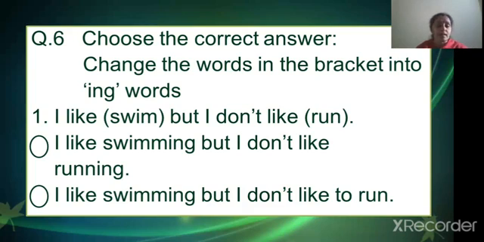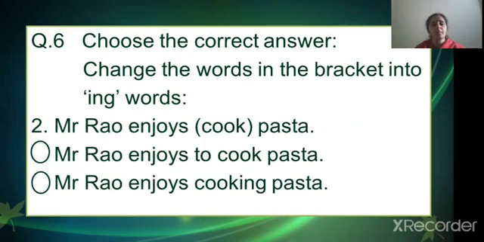Now, which is the correct answer according to you all? Yes, they have told us to change the words given in the bracket into ing words. So if there are two words, both have to be changed into ing words, right? So the first option is the correct one. I like swimming, but I don't like running. Okay, so the first answer is the correct answer. Clear, children? Let's move to the next question.